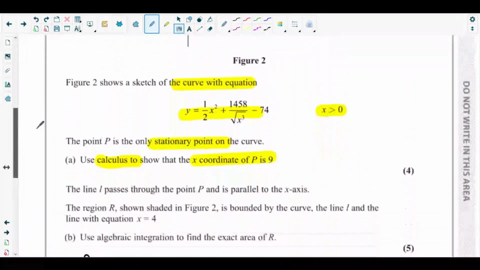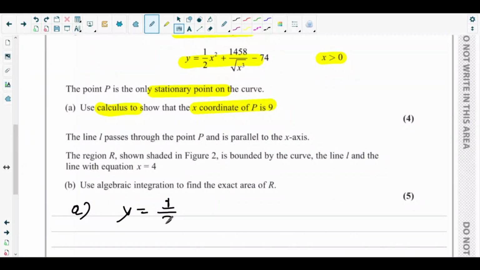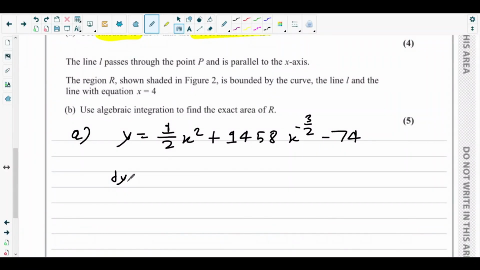The equation for y is given as half of x squared plus 1458, making the power visible, x to the power negative 3 over 2, minus 74. So dy over dx would be what? Half of x squared is x, right? The power gets multiplied with the coefficient, which is half times 2, which is 1, and then we subtract 1 from the power. For the second term, 1458 times negative 3 over 2, you get negative 2187 x to the power negative 3 over 2 minus 1, which is negative 5 over 2. So this is dy over dx.